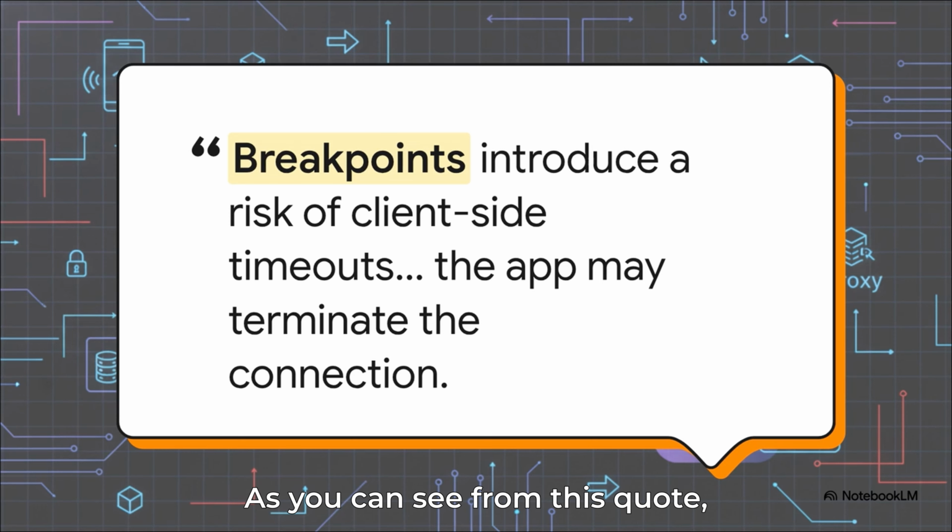As you can see from this quote, apps today are impatient. They have really aggressive 5 to 10 second timeouts. So breakpoints can be incredibly tricky. If you pause a request to manually edit a JSON payload, and it takes you, say, 12 seconds to physically type it out, by the time you hit send, the mobile app has probably already crashed or thrown a generic timeout error on the screen.